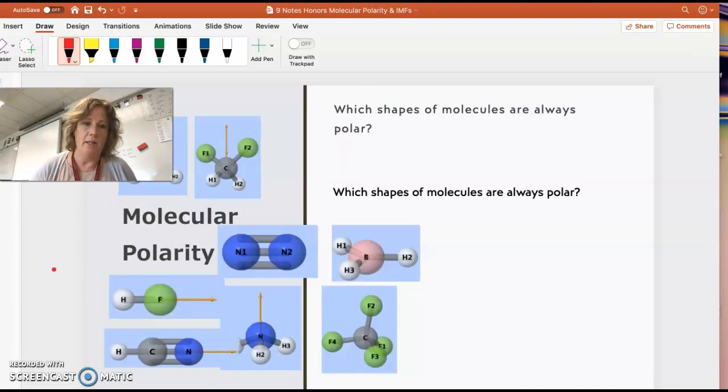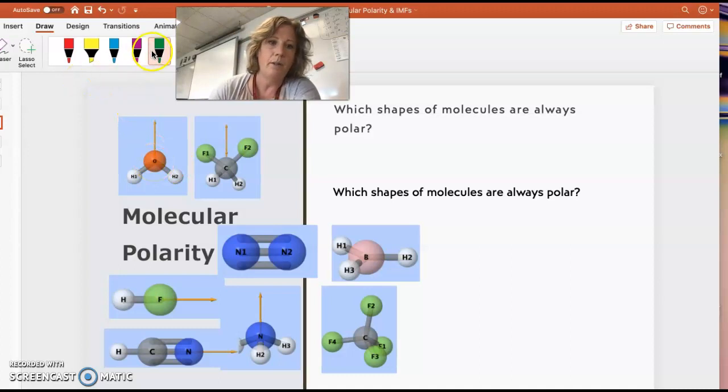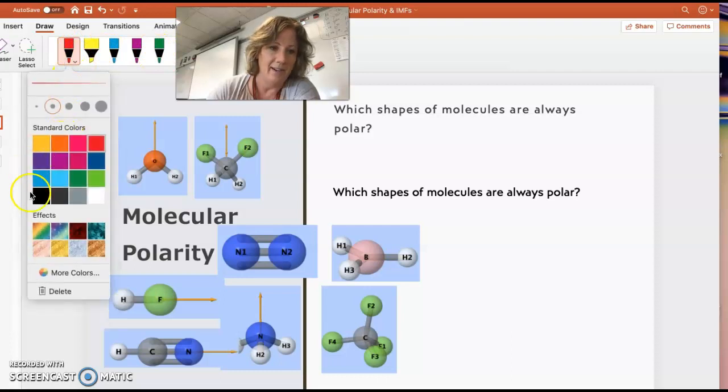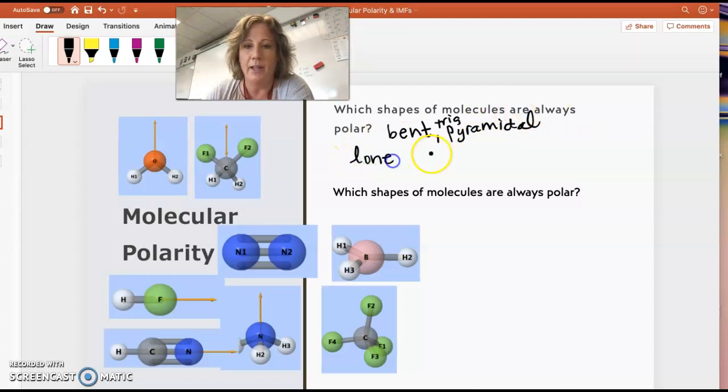So you guys did the PHET, and I'm just going to move my picture out of here. It's always in the way. Okay, so which shapes are always polar? The shapes that are always polar are going to be bent and trig pyramidal, because those are not symmetrical shapes and because they have lone pairs on the central atom.